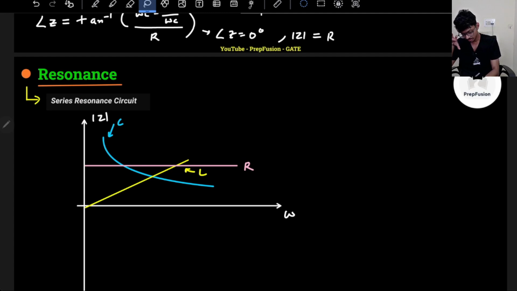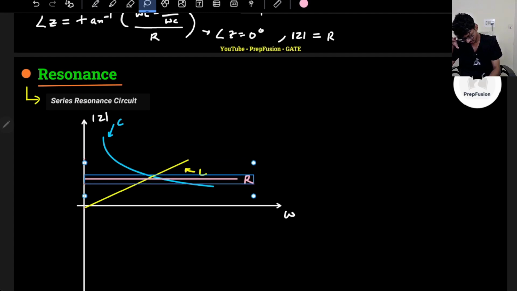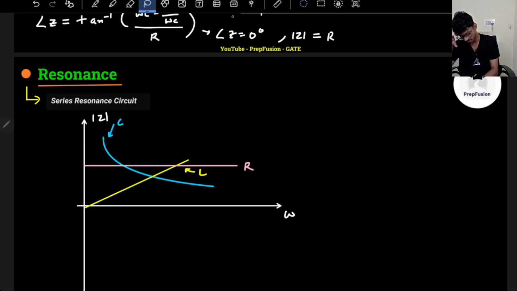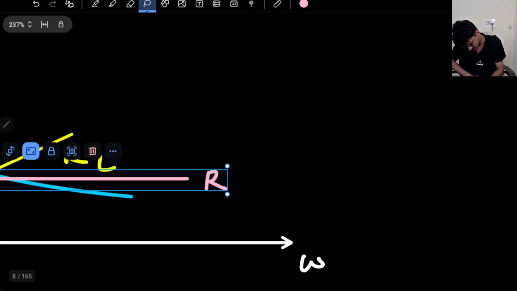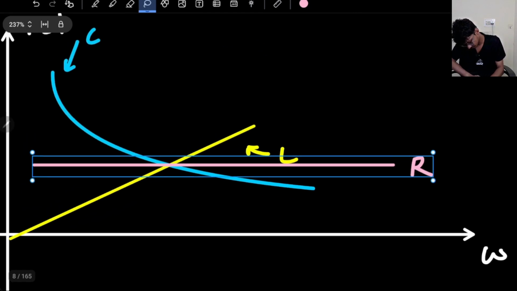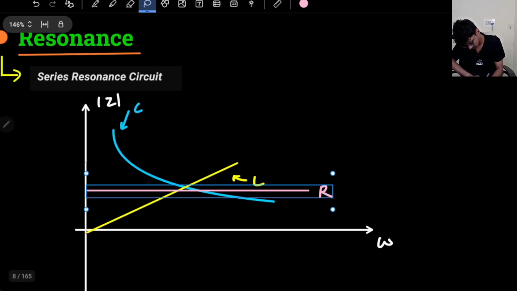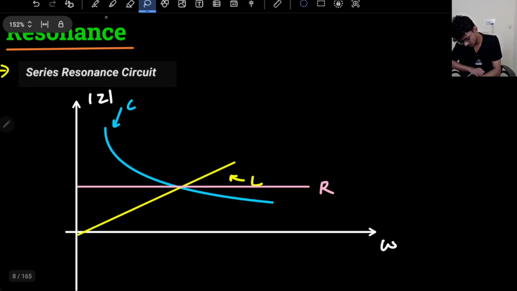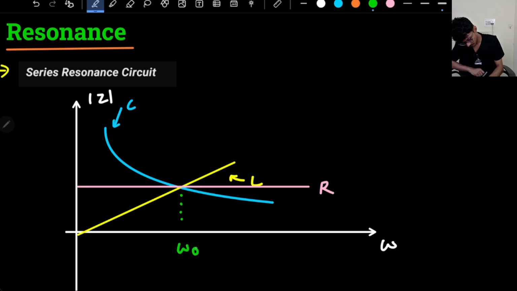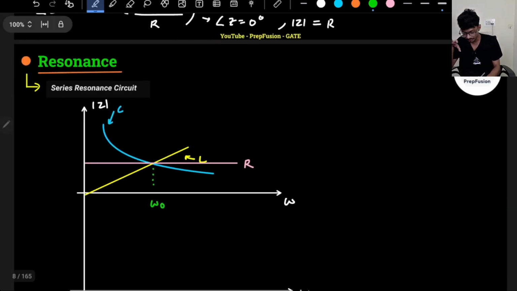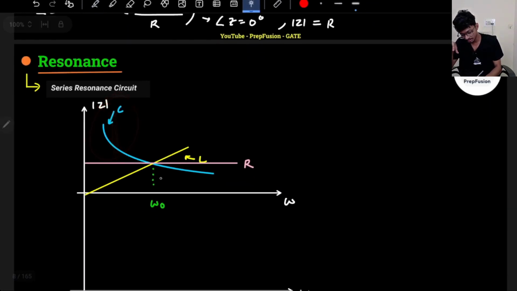Of course, they will have an intersection point exactly where XL will be equal to XC. So ultimately my impedance will become R only at that intersection, at the frequency omega naught. So this is the intersection point, omega naught. Initially this is the higher value, so it will dominate, and in the middle at omega naught both are equal, so it is purely resistive.